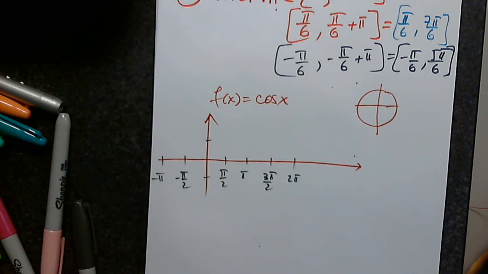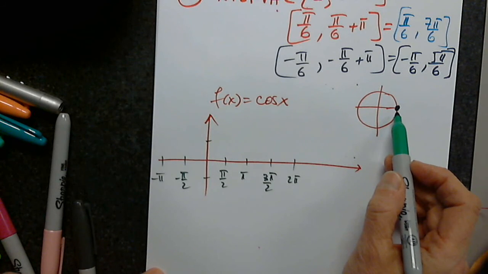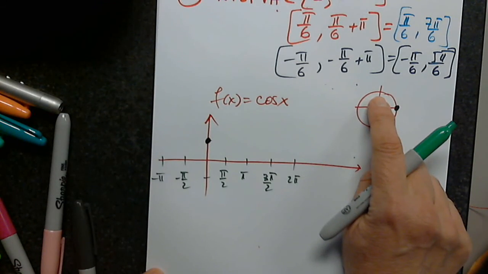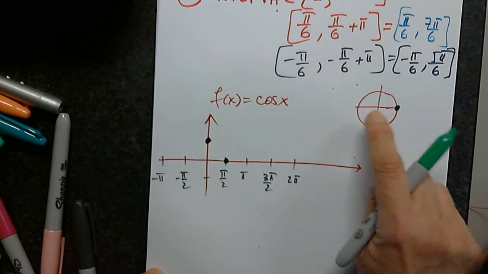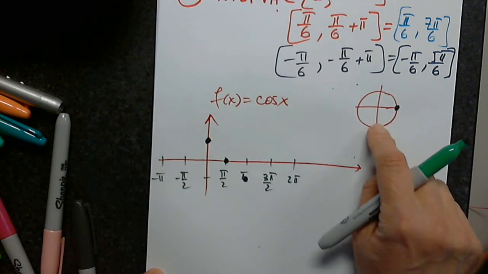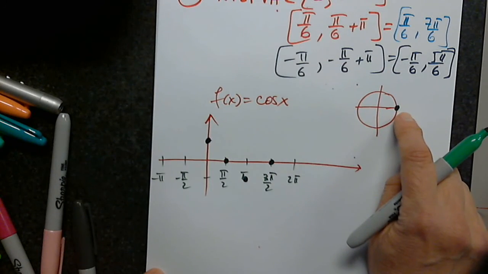And now let's go around the unit circle. Remember, cosine is measured on which axis? X-axis. Very good. How much is cosine at 0? 0. No, I'm sorry, 1. Very good. Cosine at pi over 2. 0. Cosine at pi. Negative 1. Cosine at 3 pi over 2. 0. And cosine at 2 pi. 1.